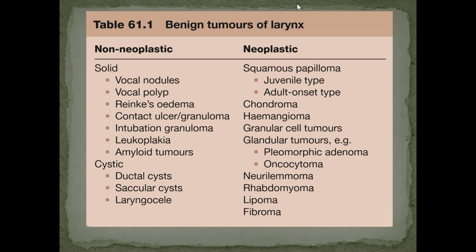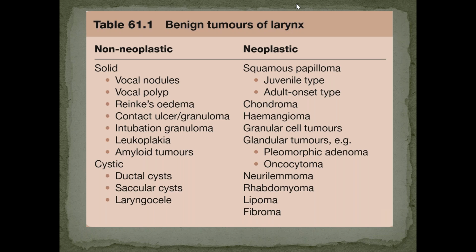This is the classification for the benign tumors of the larynx. It is broadly divided, as I already told, into non-neoplastic and neoplastic. Again, non-neoplastic is solid and cystic lesions. In solid lesions: vocal nodules, vocal polyp, and Reinke's edema. This classification is important. These are important 4 marks questions for the final examination, so all of you listen carefully. This is an important chapter; definitely you'll get a 4 marks, 2 marks, or essay question.